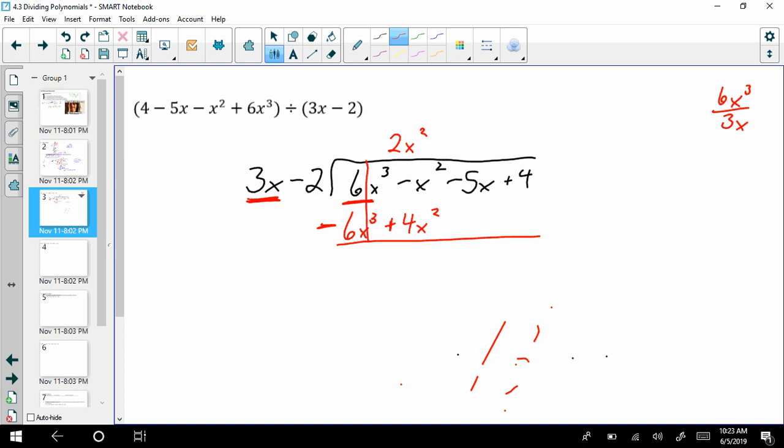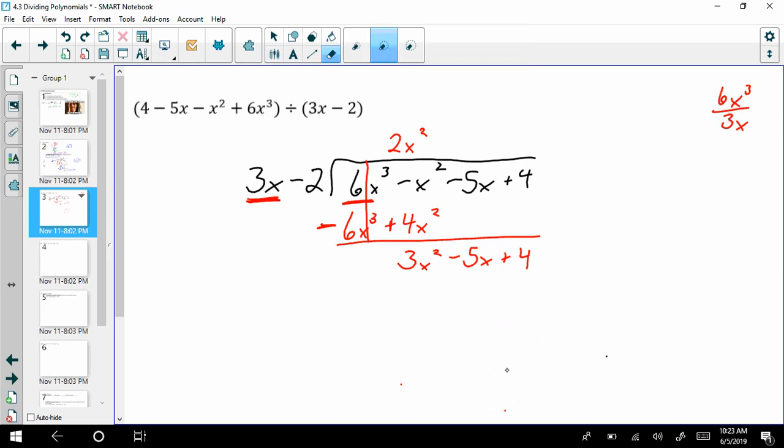The first set cancels out, which should always happen. Combine like terms, negative 1x squared plus 4x squared would be 3x squared. And I'm going to bring down the other two guys. And now we start again. Switch colors here. So I'm going to take my leading term, 3x, and my leading term, 3x squared. I want to divide 3x squared being divided by a 3x. What would be left? Well, 3 divided by 3 is 1. X squared over x, I'd be left with just a 1x. So that guy goes up top.